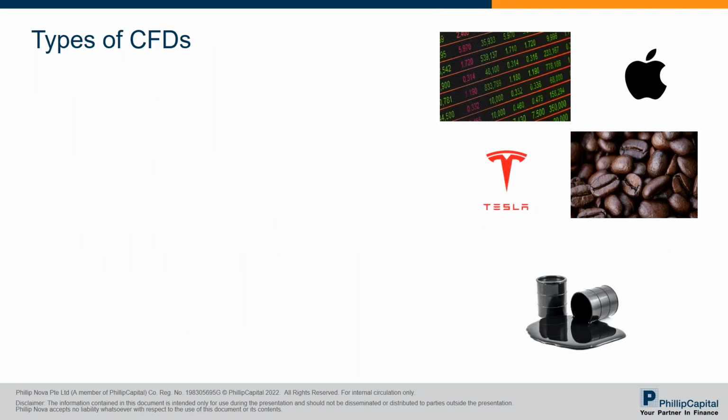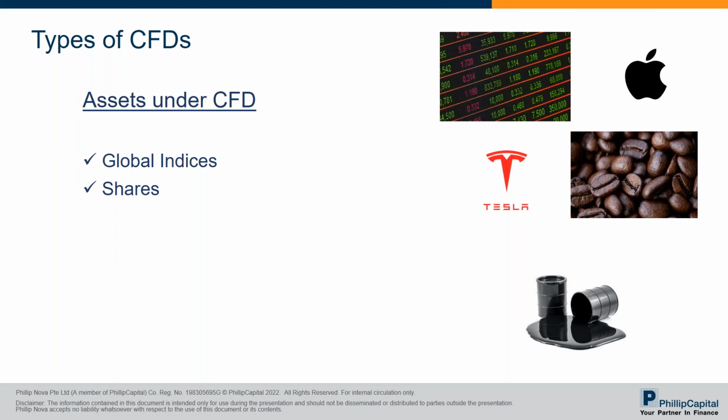Some of the CFDs that you are able to trade include global indices CFDs, like the S&P 500 and Nikkei 225 indices, among many examples. Also share CFDs, ETF CFDs, energy CFDs like crude oil and Brent crude oil, commodities, and other kinds of assets that you are able to trade under CFD.